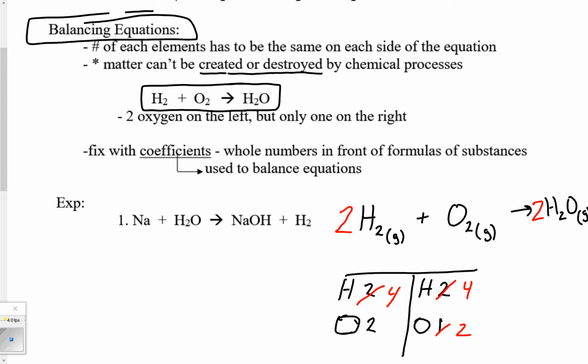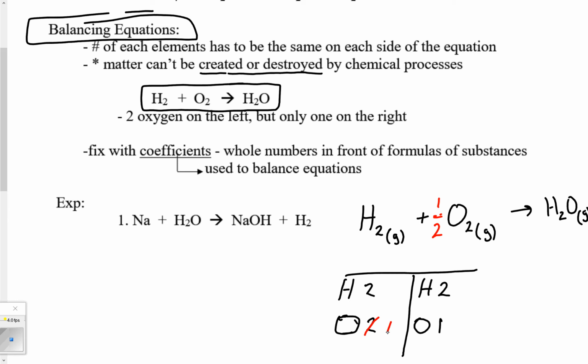Now, you should be going, well, Mr. Cole, is that the only way to solve that equation? No, there's always more than one way to solve the equation. And like I said, some people don't like it when I throw the halves around, but the other way I could have solved it would have just been to add a 1/2 in front of the O2. What's half of 2? Half of 2 is 1.